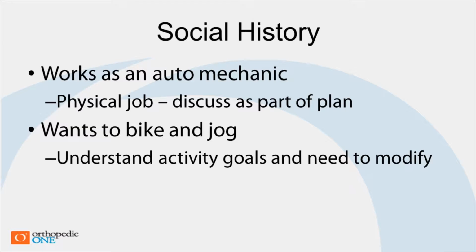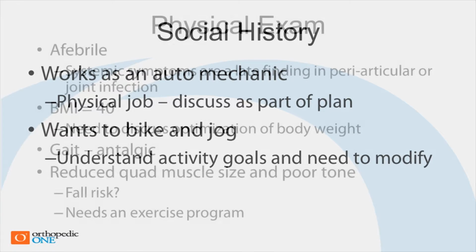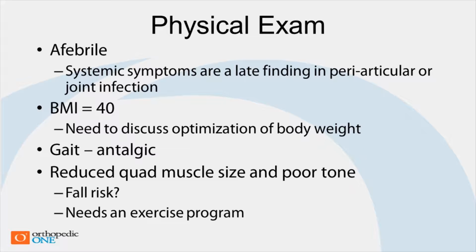Social history tells us he works as an auto mechanic, so we're going to have to address the fact that he's going to need to function in a fairly physical job, and we need to consider that as part of our treatment plan. His activity goals are wanting to bike and jog, and these are fairly reasonable for someone with arthritis, but it's important for us as clinicians to understand what the patient's goals are and what we might need to discuss as far as modifications. So we might say the biking will turn out to be fine, the jogging might be a little more problematic. Physical exam is afebrile, and even though we note that, systemic symptoms in the face of a periarticular or joint infection are a late sign, and we don't want to depend on that.